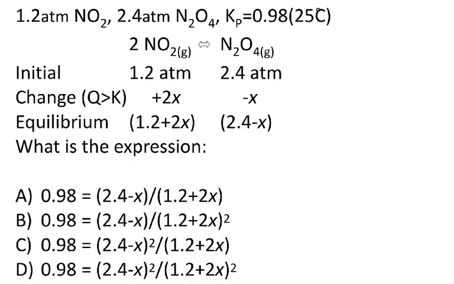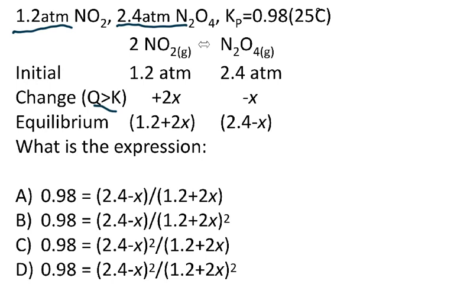All right, this next question is getting into kind of our next topic, which is what happens when we shift an equilibrium and we know our K value, but we don't know our equilibrium concentrations. So in this case, our question is saying what is happening if we mix together 1.2 atmospheres of NO2 and 2.4 atmospheres of N2O4. We have a given Kp value. We need to decide first which way is our equilibrium going to shift. That's what this Q is about.